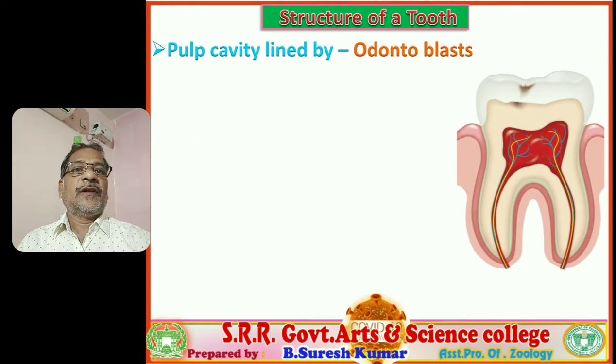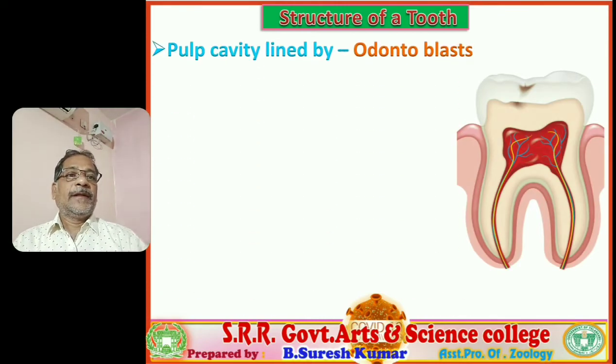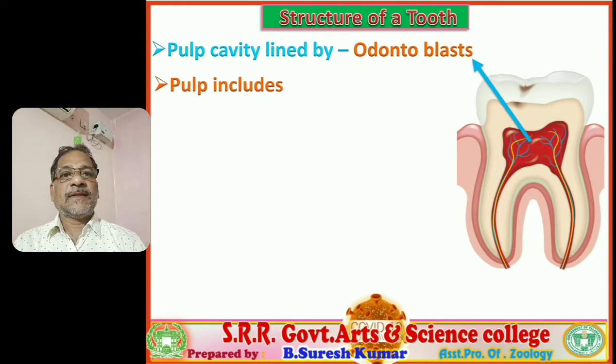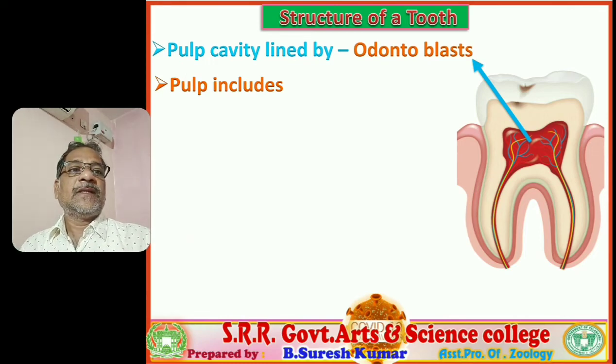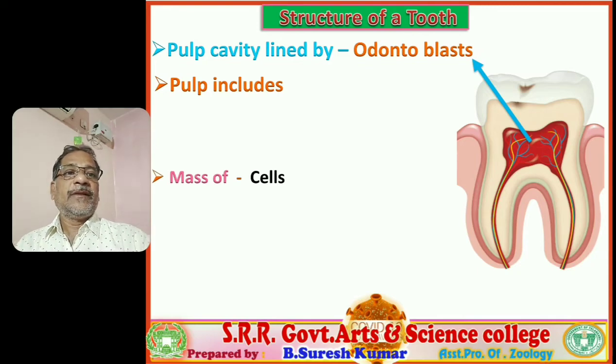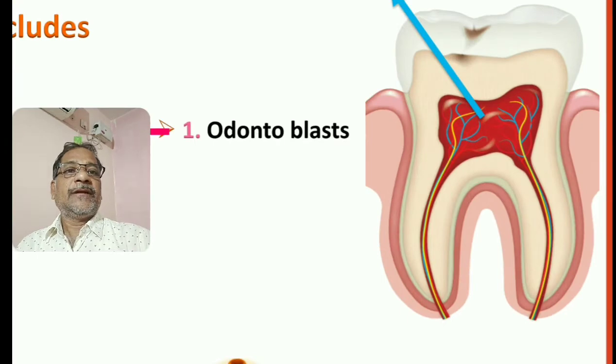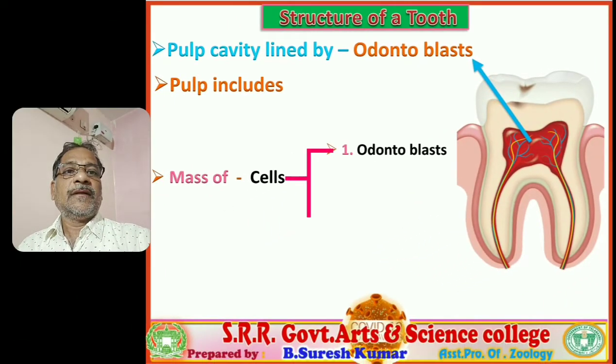So you observe the pulp cavity completely lined by odontoblast cells. It is completely surrounded by odontoblast cells and as well as ameloblast also. The pulp includes mass of cells. Okay, we finished all these things.